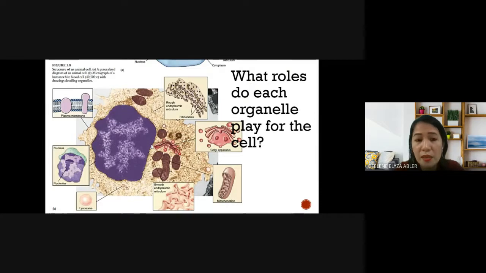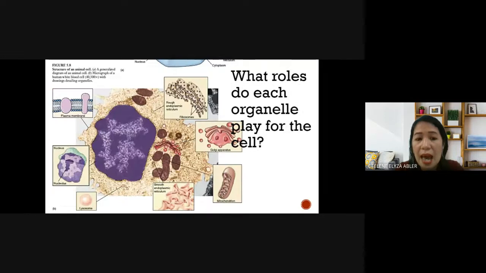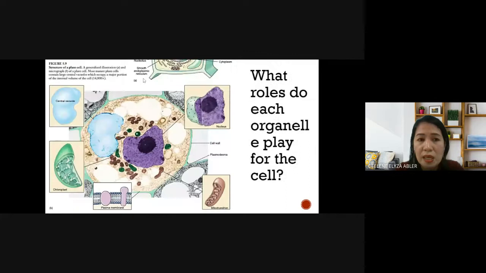Meron pa tayong other parts of the cell. Okay, this is for the plant cell. Notice that only plant cells have very large vacuoles. Mayroon din si animal cell na vacuoles, like this one. This is actually a vacuole. This is another vacuole. But it's always used only for separation ng mga laman niya, mga parang waste materials lang.